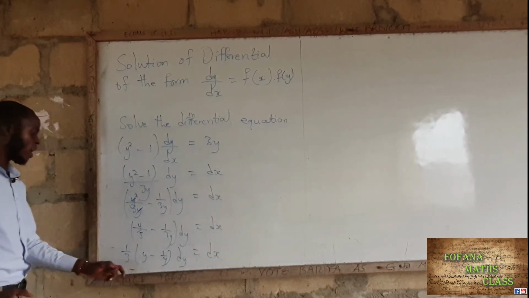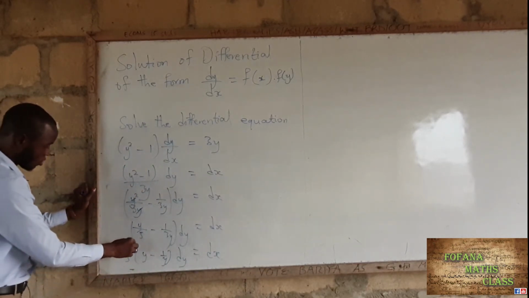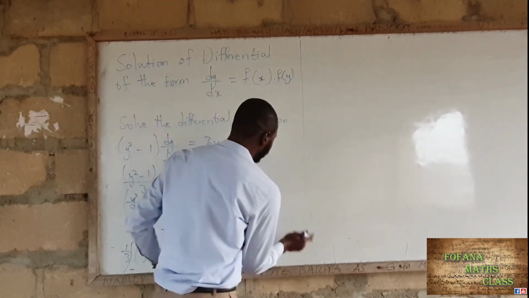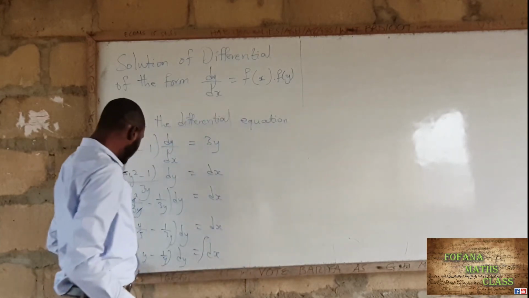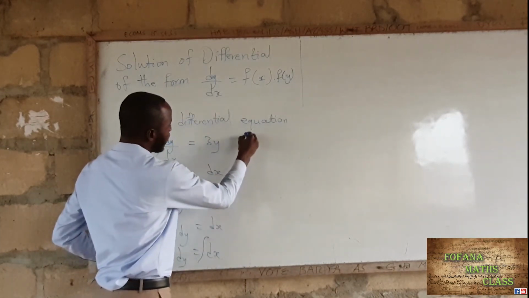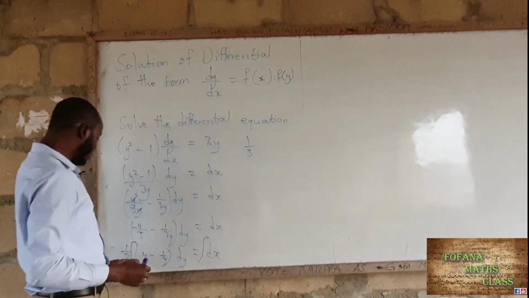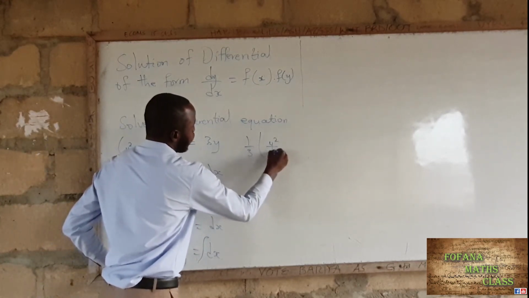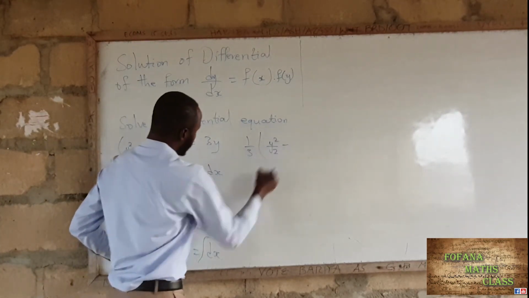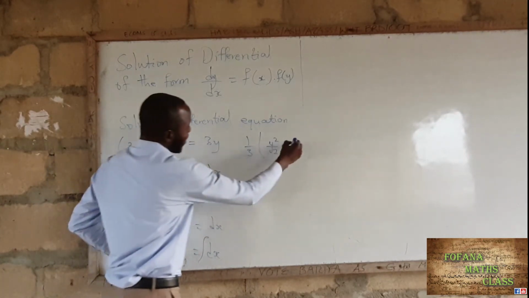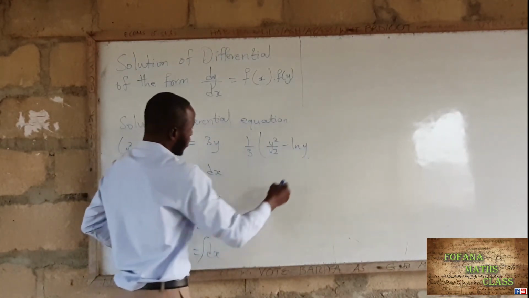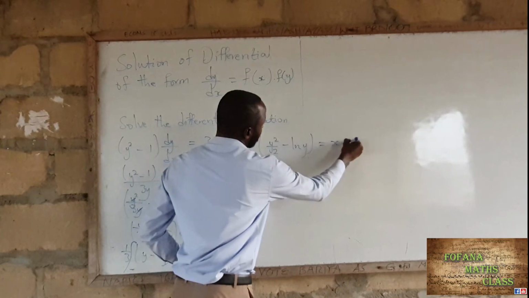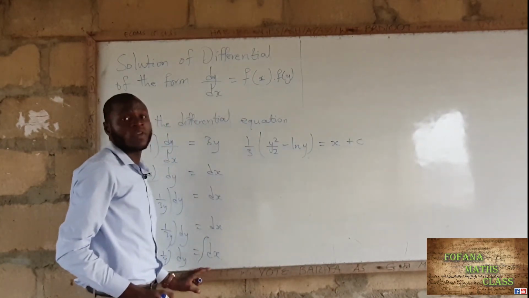So from here, I do what we call the direct integration. I will integrate here, and I will also integrate here. By direct integrating, I have 1 over 3, and when I integrate I'll put it back into the bracket. When I integrate y, I'll have y squared over 2, minus, when I integrate 1 over y, I'll have ln y, and that will be all equal to, when you integrate the x, you get x, plus c, which is the constant of integration.